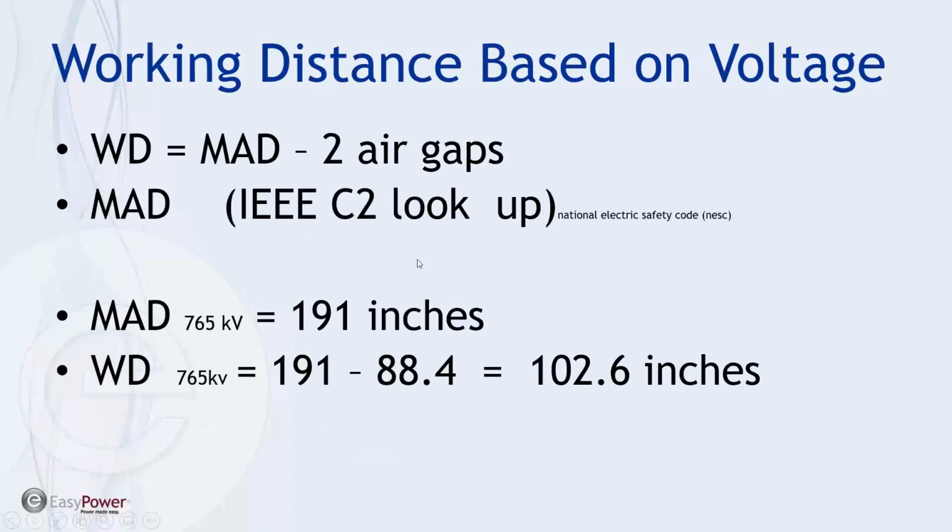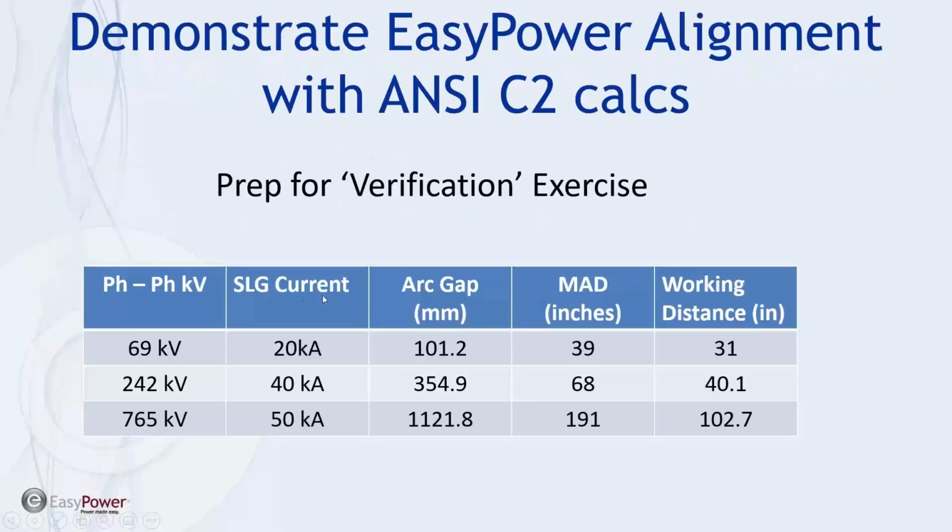So here's the way we worked out minimum approach distance, or looked it up, and then developed the working distance based upon that, and 2 times the gap. Okay, with all that said, these are the results I came up with by hand calculations. And the reason for doing this is to verify the results that we're going to see in EasyPower.